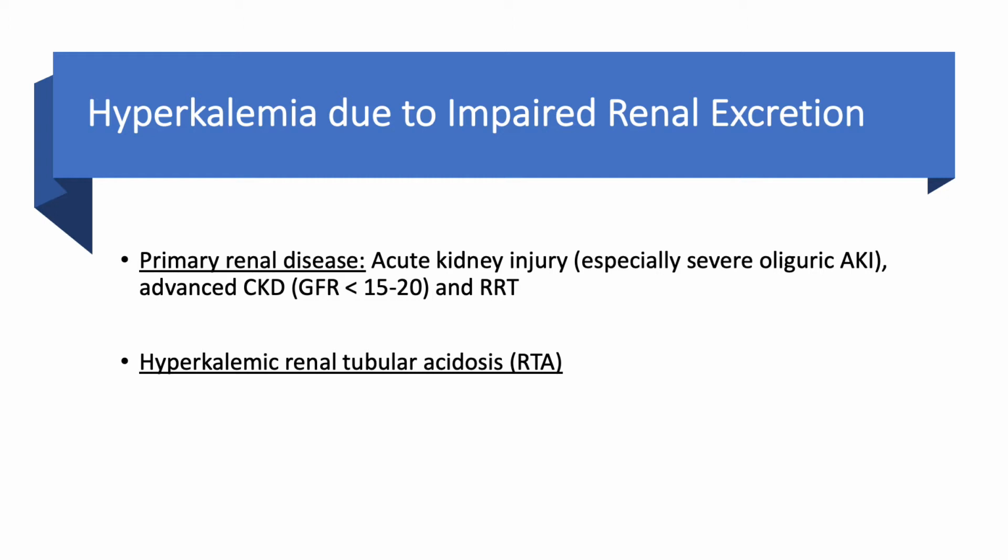When we are talking about a primary renal disease, we're talking about either acute kidney injury, especially if the patient is severely oliguric, is not making urine, and advanced chronic kidney disease. We're talking stage 4 or 5, or someone already on renal replacement therapy, someone on dialysis.